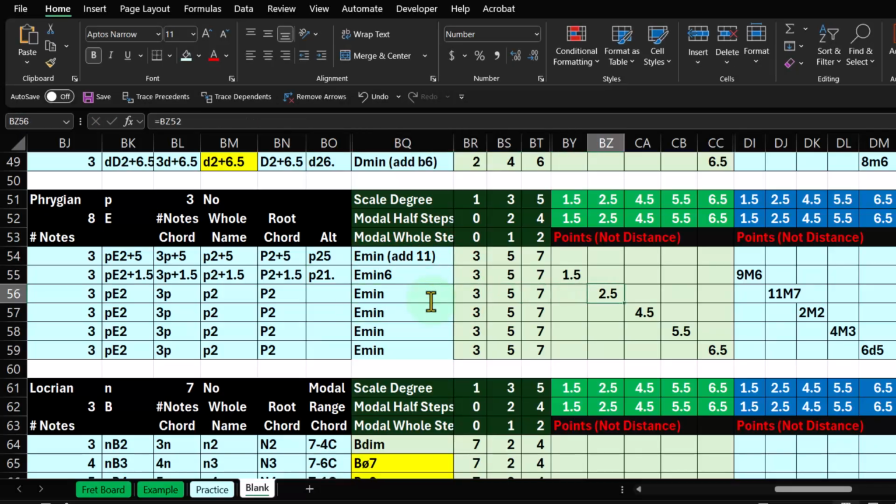Let's say we add the next one. Now I'm going to add to the minor a 2.5, which is the nodal point that's right after the Dorian, not a distance term. We're switching to the point term.